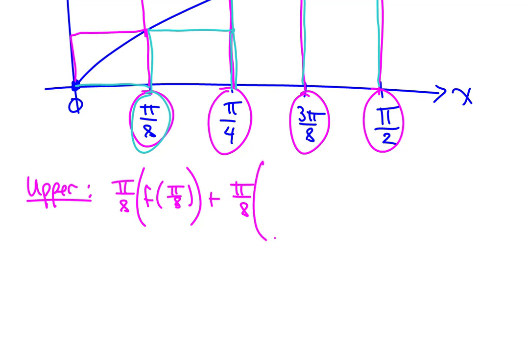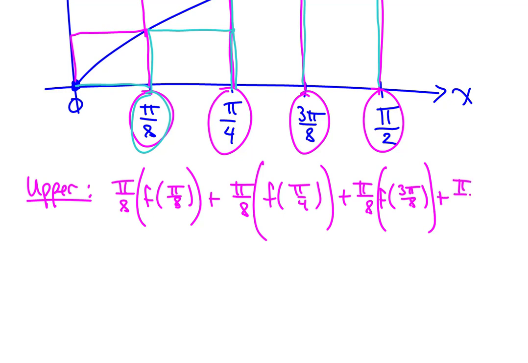Of course, the height of the second rectangle, this pink one, was the right side boundary of it, so that would be f of pi over 4. The third rectangle, again, is pi over 8 for the base. The height for that one would be f of 3 pi over 8. And lastly, pi over 8 for the base times f of pi over 2. This calculation will give us our upper estimate as we've defined it in this picture. Now, we can approximate this. You can punch this all in a calculator. I did so and got 1.1835.